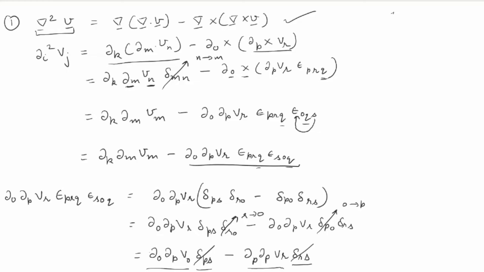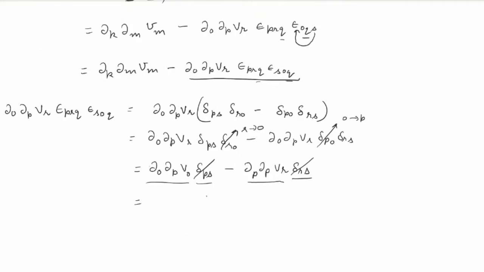So you can write this fully by taking summation sign and any direction also, and you will see that by doing away with this del PS and del RS, we are not changing anything, but we are left with this del O del P VO minus del P square VR. Now we will substitute this in this equation 1. Let us do that. Equation 1 becomes del K del M Vm minus del O del P VO plus del square P VR.